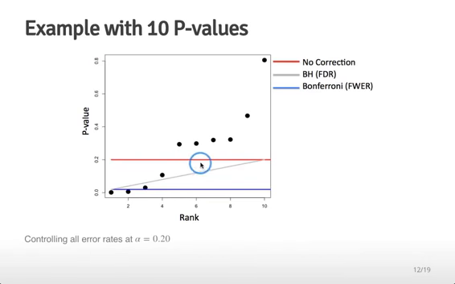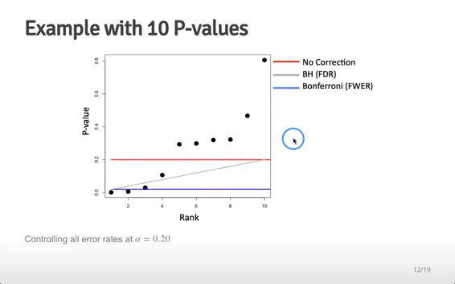And so the red line represents all the p-values that we would call significant at alpha equals 0.2 if we did no correction at all. So it's basically just all the p-values less than 0.2. And so this no correction approach actually controls the false positive rate, but remember that could lead to a large number of false positives if you're performing many hypothesis tests.